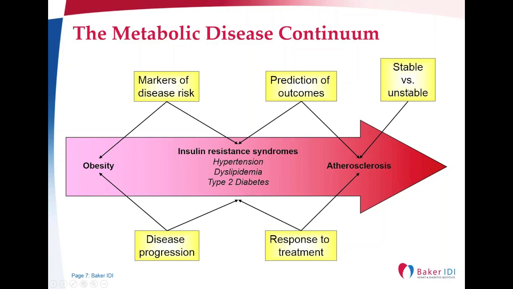And this question of stable versus unstable disease really relates to the stability of the plaques that build up in the coronary arteries of patients, where unstable plaques are liable to rupture, and this results in a heart attack or stroke.